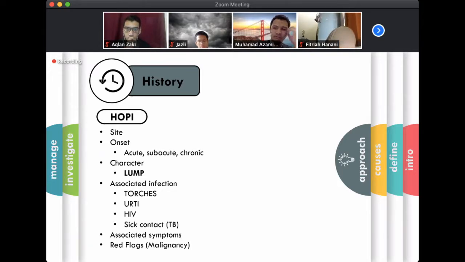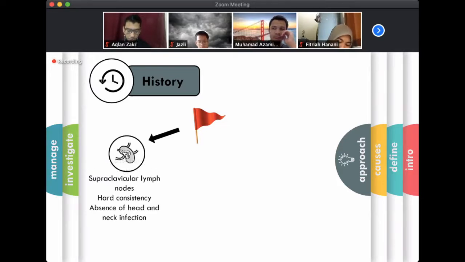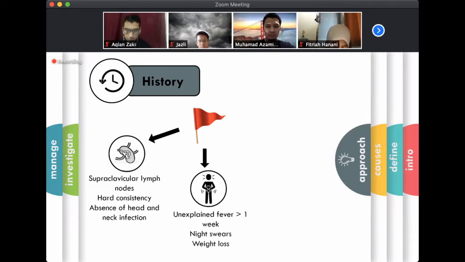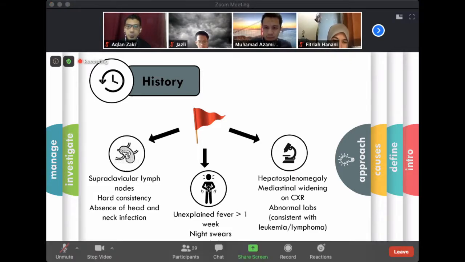But the most important thing is that we need to watch out for any red flag symptoms that may indicate malignancy. So the red flag symptoms are a supraclavicular lymph node, a lump that is hard in consistency in the absence of head and neck infection. The next one is the presence of B symptoms such as unexplained fever for more than 1 week, night sweats, or weight loss. And the physical examination and investigation may include hepatosplenomegaly, mediastinal widening on chest X-ray, and also abnormal full blood count findings that are consistent with leukemia and also lymphoma.